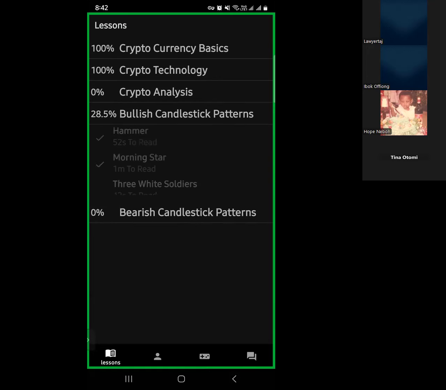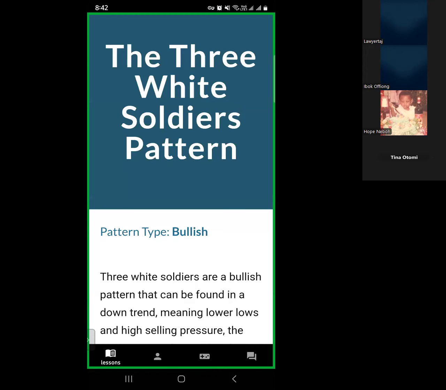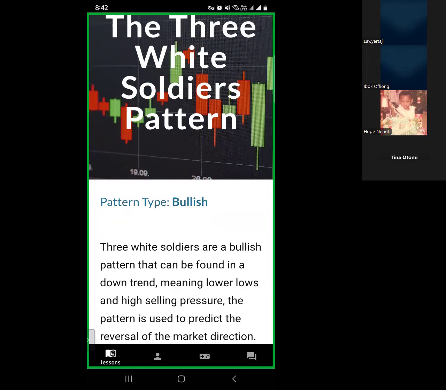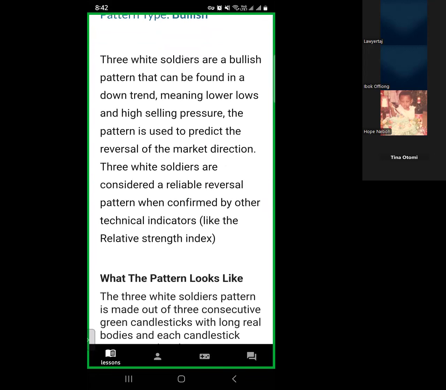We now go to three white soldiers. The three white soldiers pattern. Bullish pattern. Three white soldiers are a bullish pattern that can be found in a downtrend, meaning lower lows and high selling pressure. The pattern is used to predict the reversal of the market direction. Three white soldiers are considered a reliable reversal pattern when confirmed by other technical indicators like RSI.